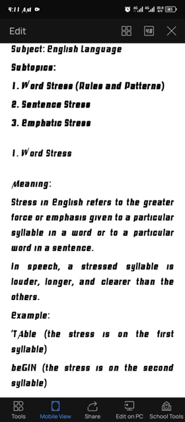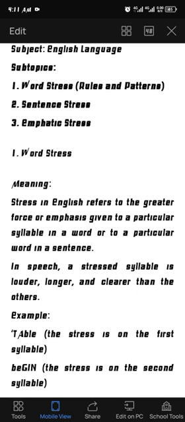This aspect of English is one of the simplest that you will always get in JAM. So as a student, you should always make good use of it. The first thing here is the stress in English. What is stress? That will always be the first question.